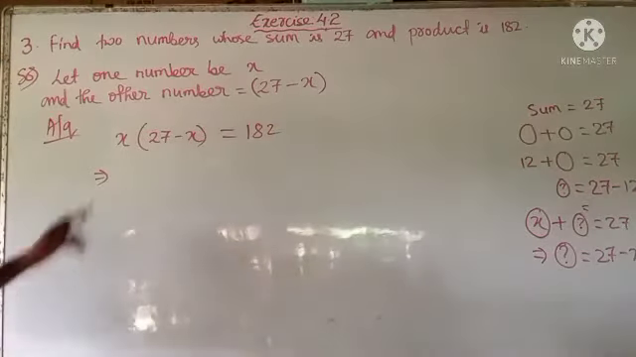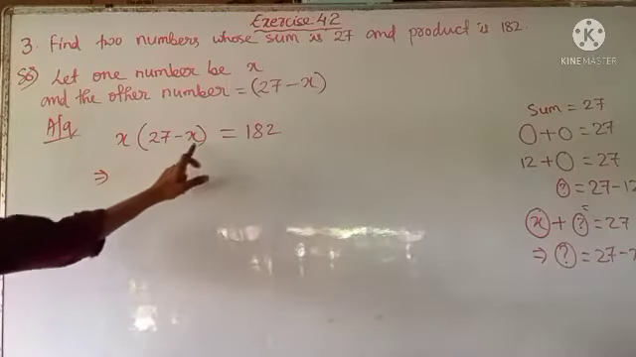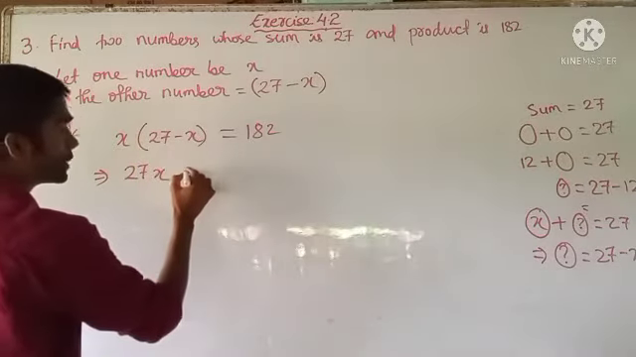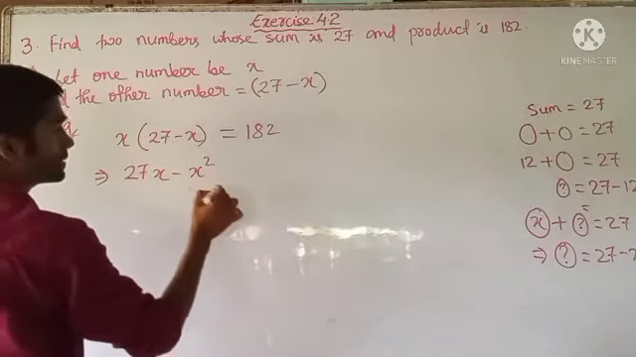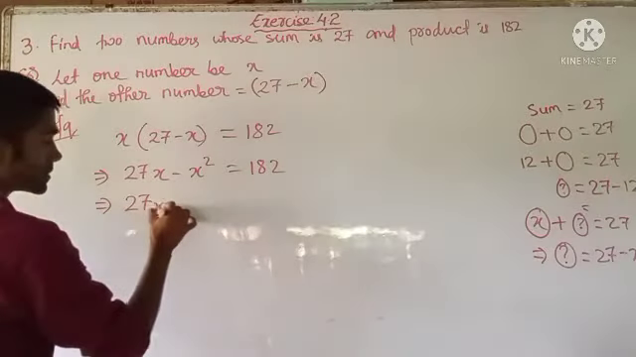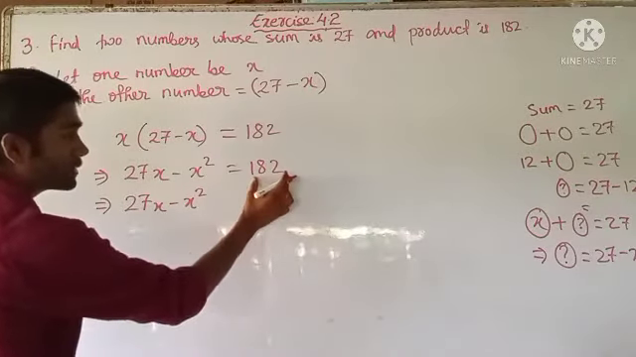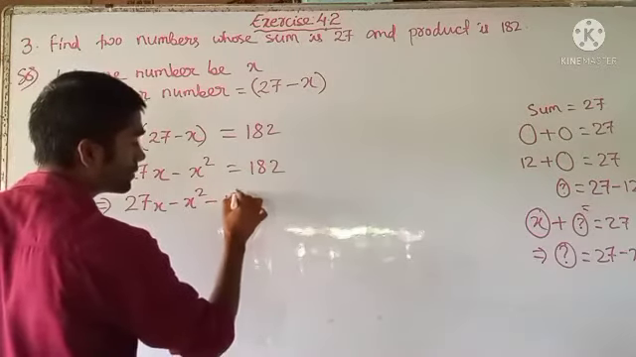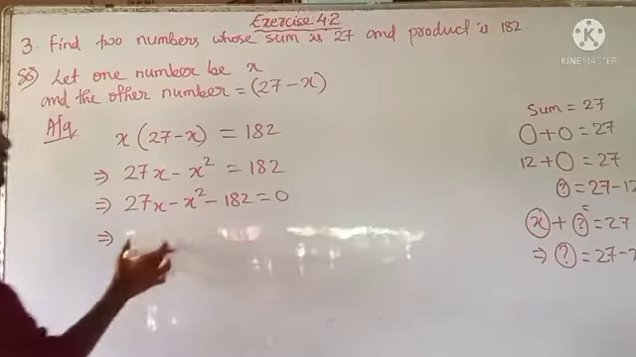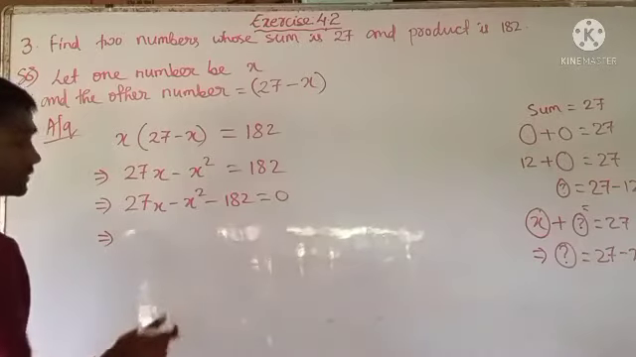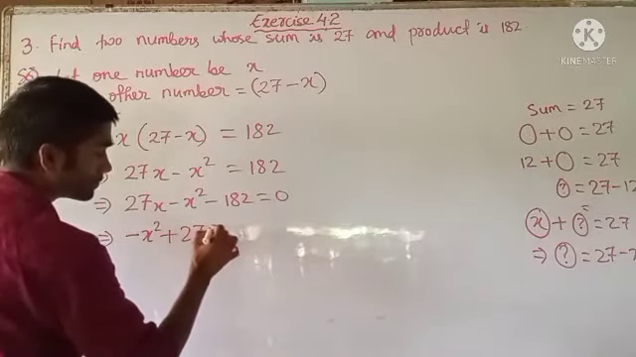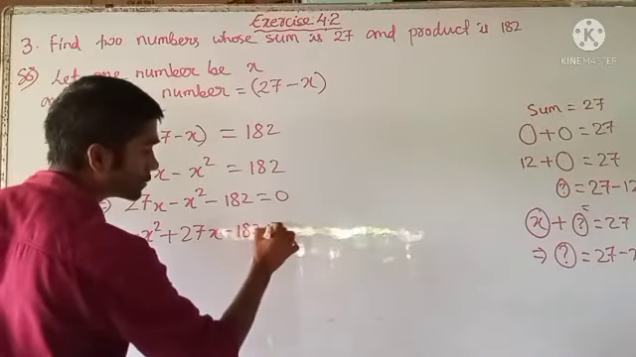Now we will multiply this x with 27 and x with x also. So x into 27 will give 27x, x into x will give x square, plus into minus is minus, equal to 182. Now 27x minus x square, 182 will transfer to the left hand side, it will change into minus 182 is equal to 0. Now we'll arrange this in standard form, that is according to their degree. Then we'll get minus x square plus 27x minus 182 is equal to 0.